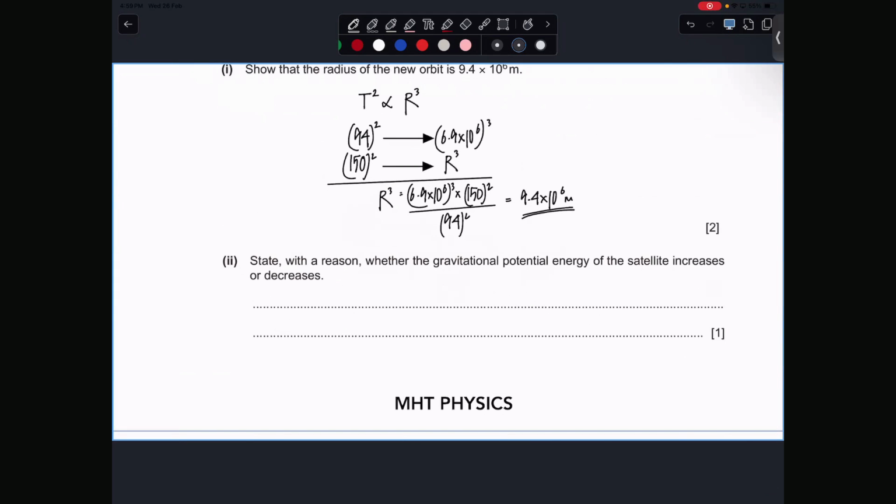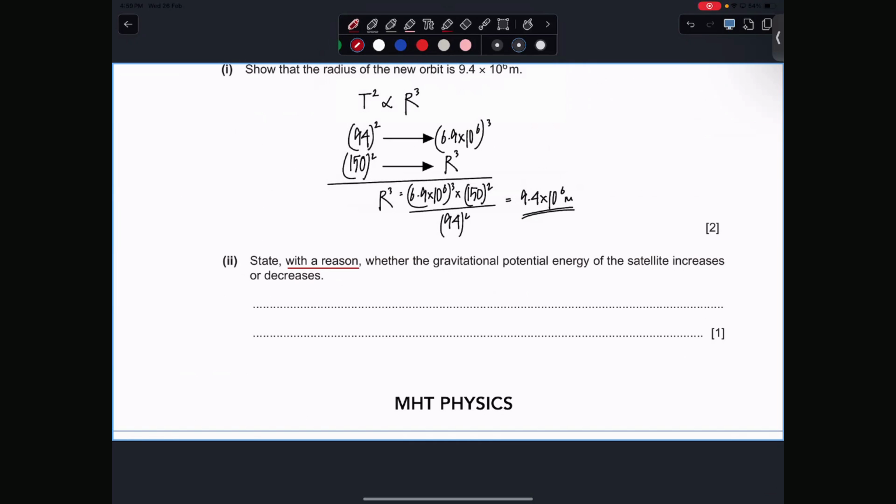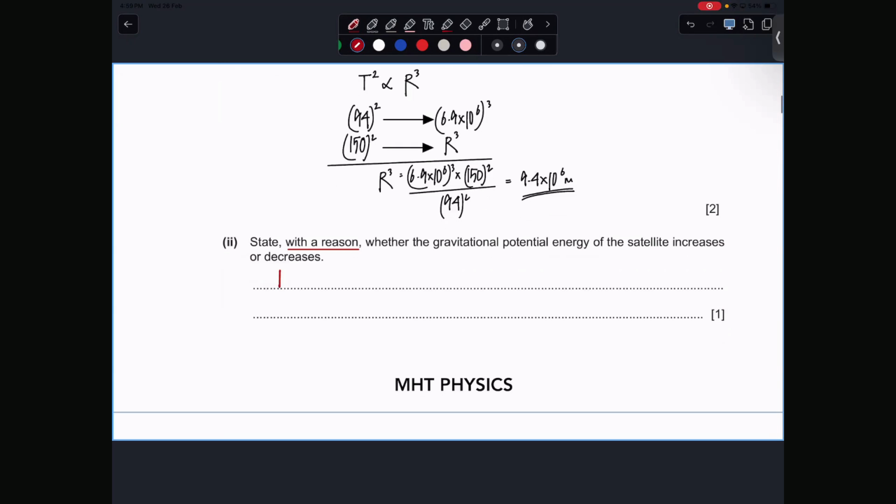State with a reason whether the gravitational potential energy of the satellite increases or decreases. Important question. If you go higher, it increases, right? Because you're going further away. But they say state with a reason. So what will the reason be? Let me tell you one way to write it, which I mentioned a little earlier. As you're moving away from the mass, you're doing work on the mass, so it gains it. It doesn't naturally go down, right? Don't you need to pull it up, right? So you'll say it increases.